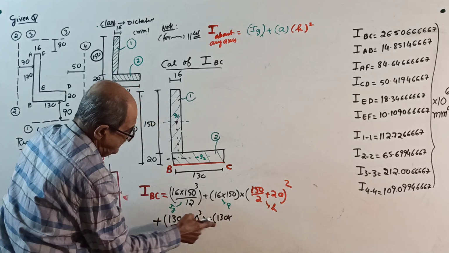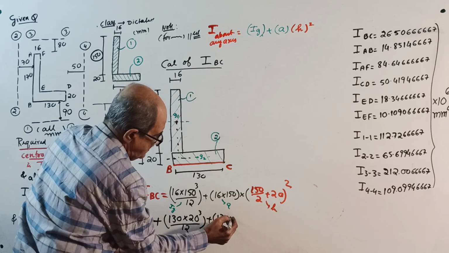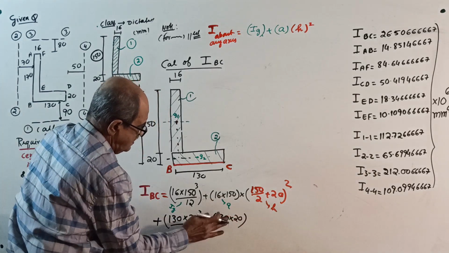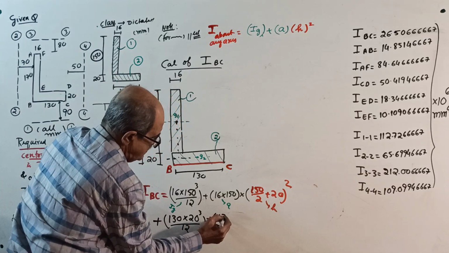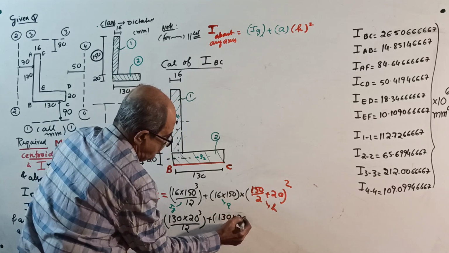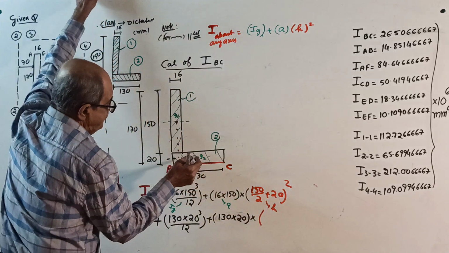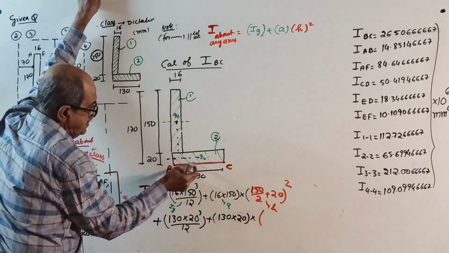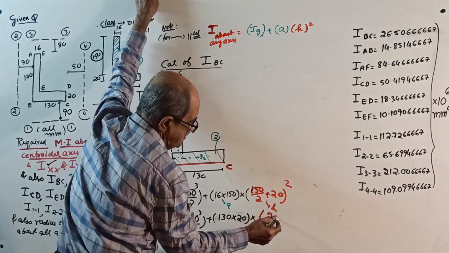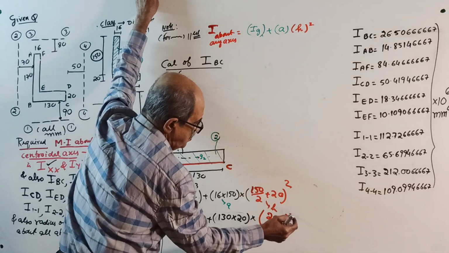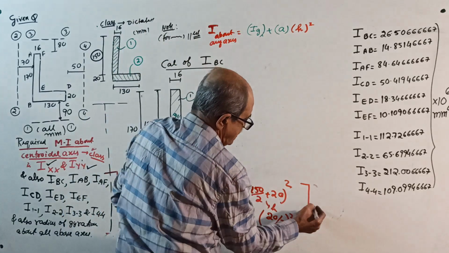Same, this is IG, this area. So you can see there. Once again, I won't write, space is not there. 130 into 20 is the area. It will be required neatly because this is repeatedly coming now. Plus 130 into 20 is the area into, see, from the centroid of the component to BC, the perpendicular square is 20 by 2 square, that's all. 20 by 2 whole square. Calculate these two, it will come.